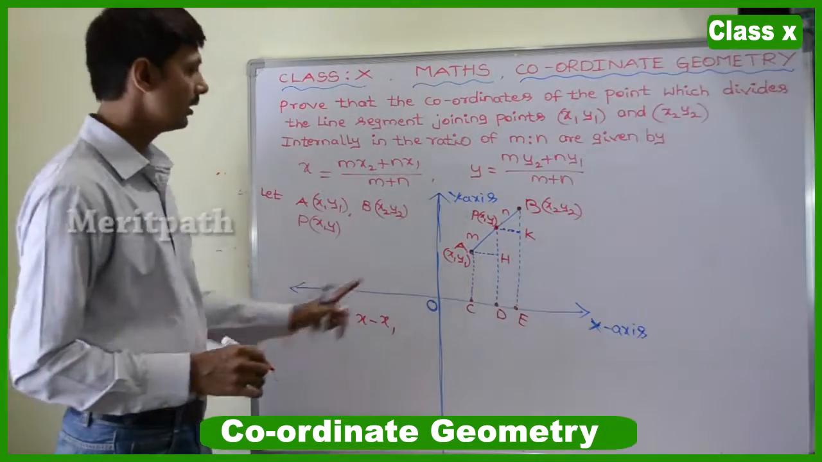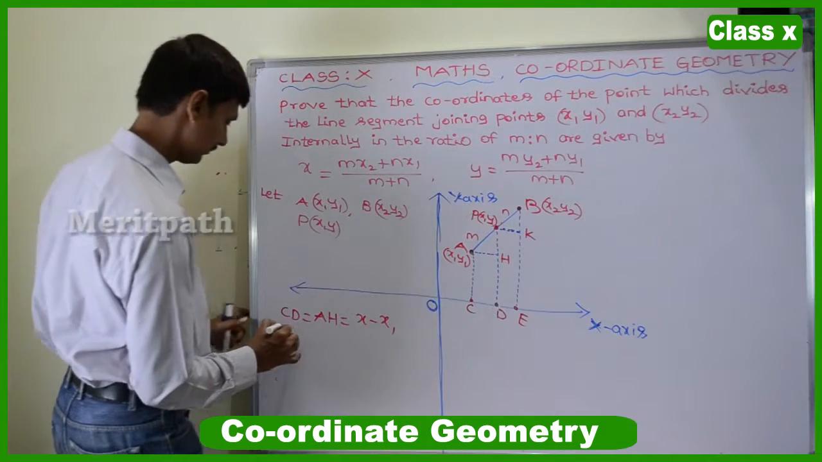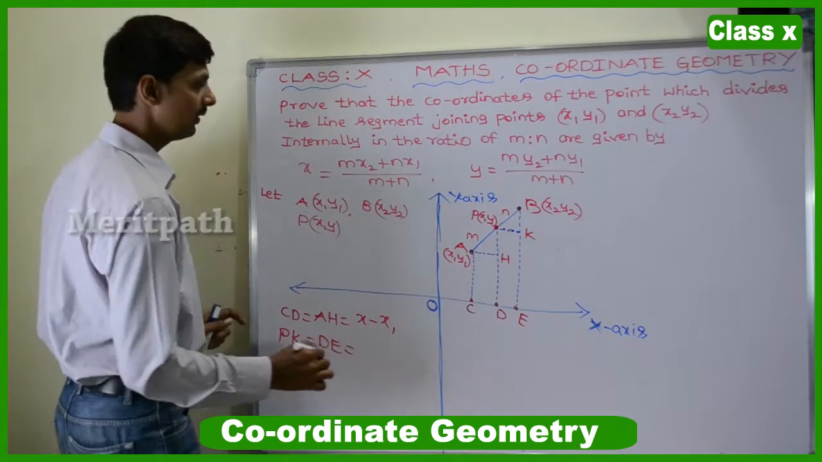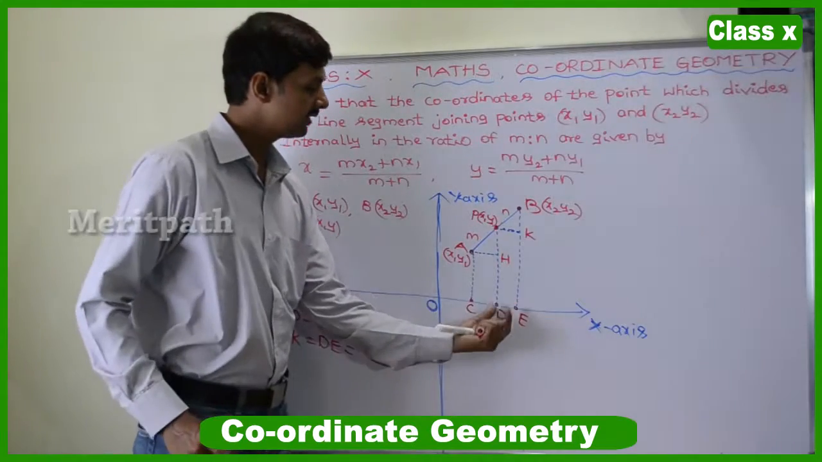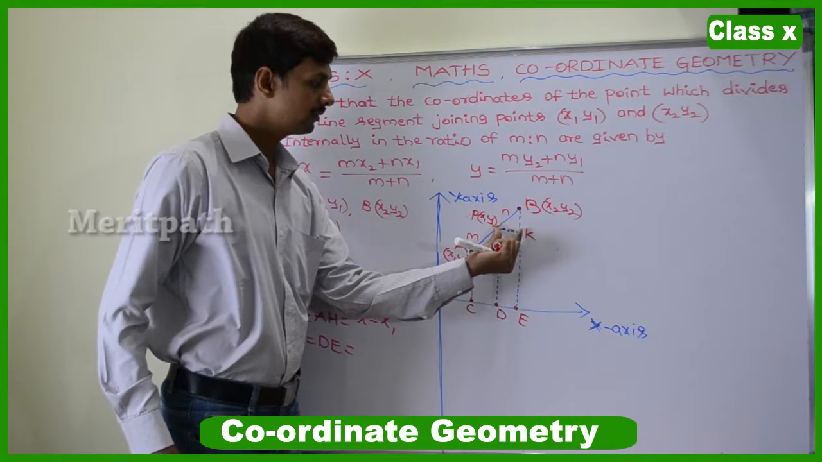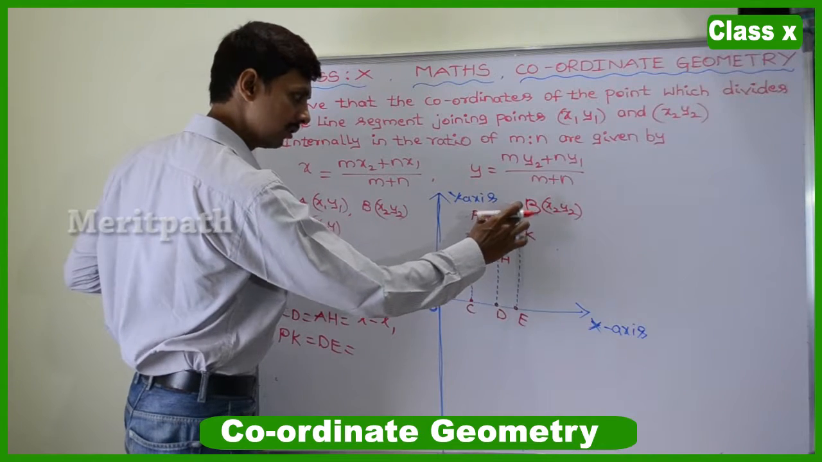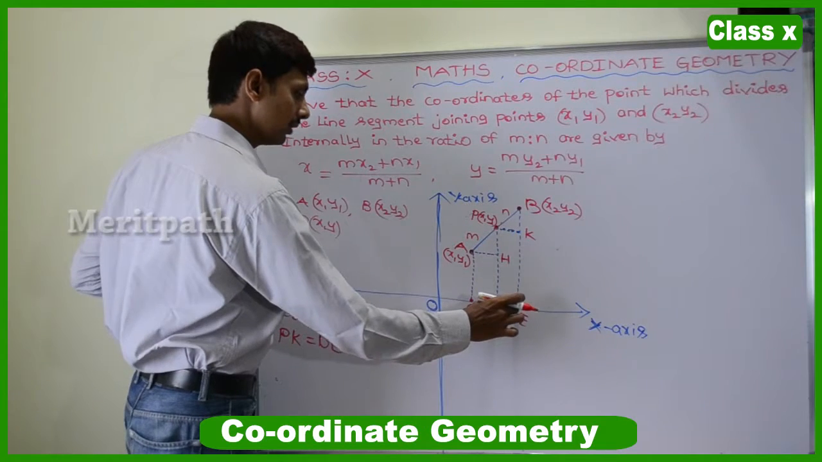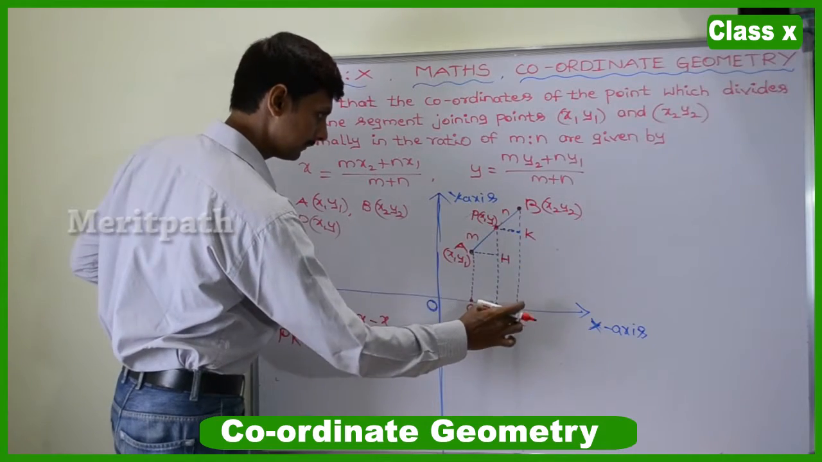Now we need to find out the distance between these 2 points, PK, that is DE. PK is equal to DE. We know the distance between these 2 points; we need to find it out. So the distance between these 2 points is nothing but the difference of the x coordinate from here and the x coordinate from here. The x coordinate of this is x2 and here the x coordinate is x. So the distance between these 2 points is x2 minus x1.